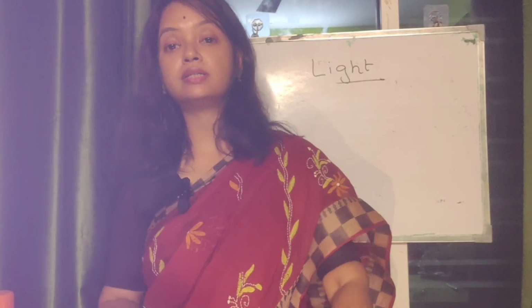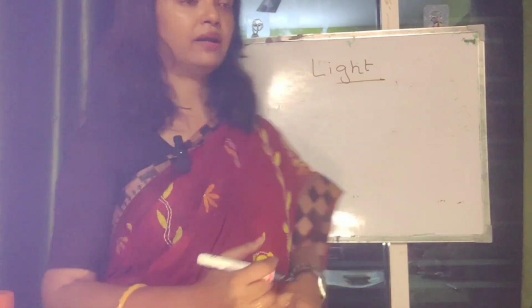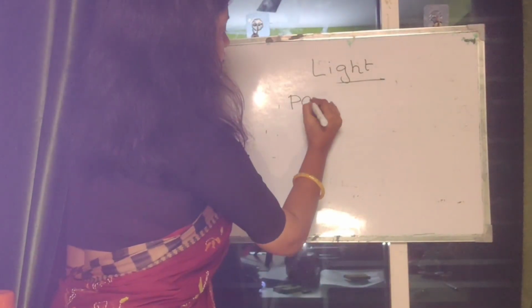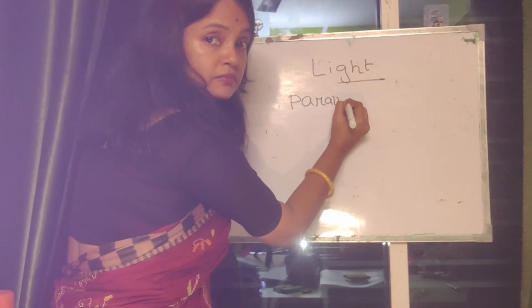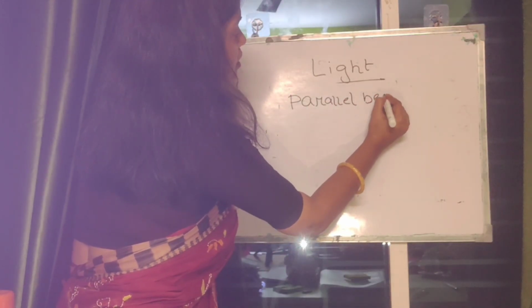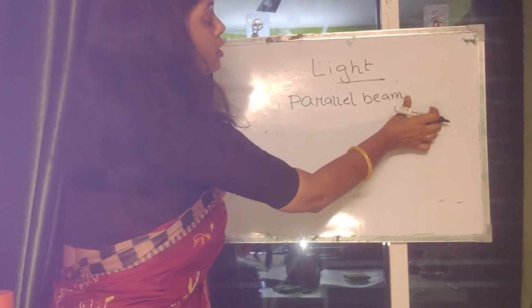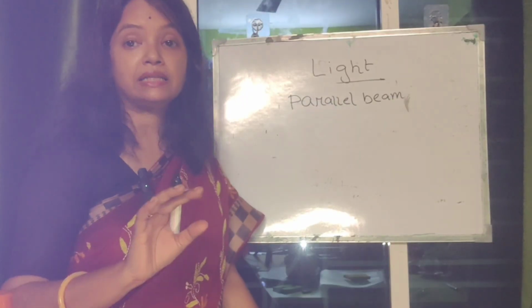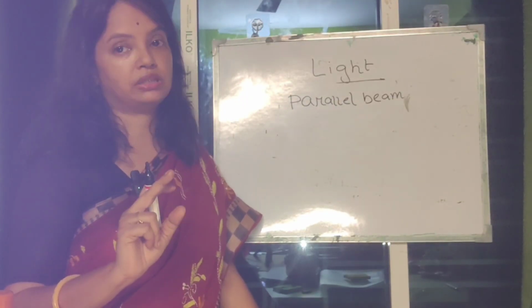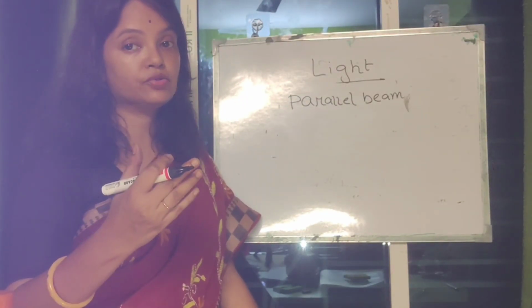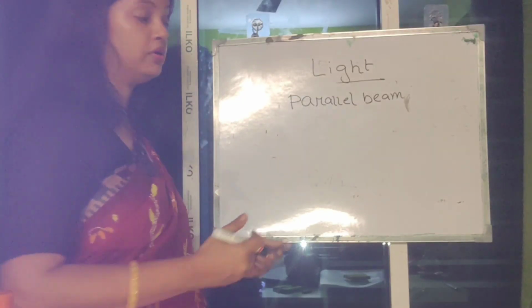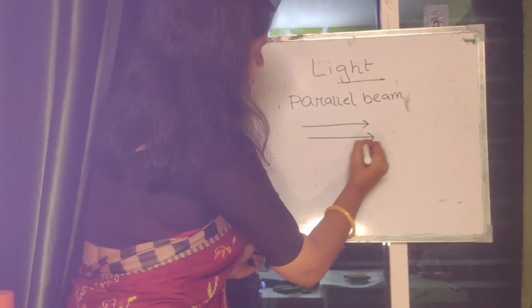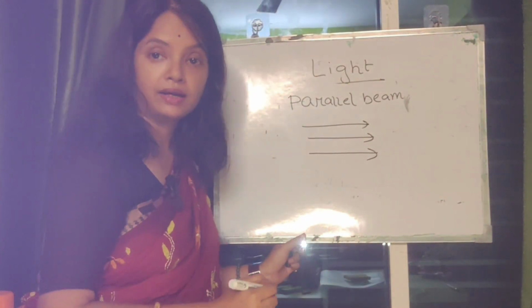Now there are 3 types of beams. That means collection of rays: parallel beam, converging beam and diverging beam. What is parallel beam? When beams of light travel parallelly to each other, that is, light rays travel parallelly to each other, then it is called parallel beam of light. These are the parallel beam.